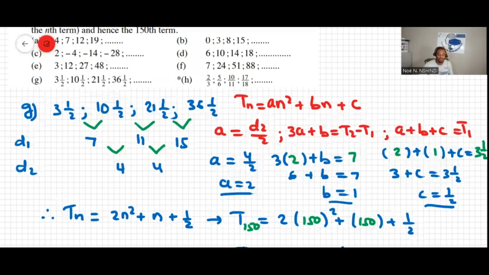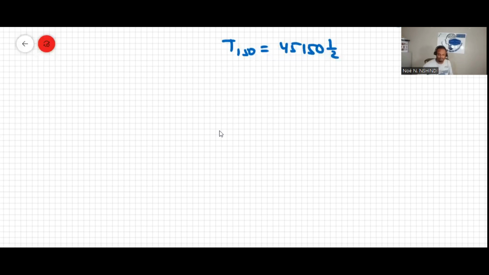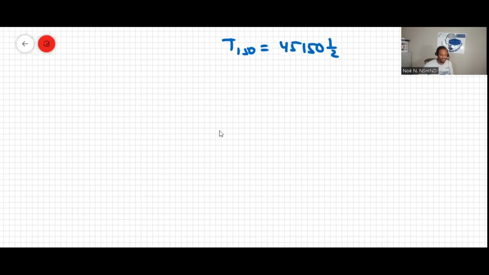And then we're going to do H, which is actually the challenging question. When you see this, that star stands for a challenging question. So we have 2/3, and then 5/6, and then 10/11, and then 17/18. So now we need to solve this. How can we?